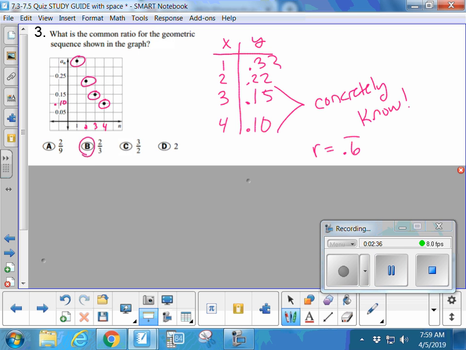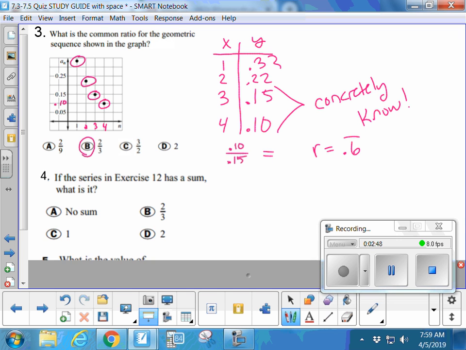To get from 0.15 to 0.10, I took 0.10 and divided by 0.15. That gave me a constant ratio of 0.666, or 2/3. Does that make sense? Would something with a constant ratio of 0.666 have an infinite sum?